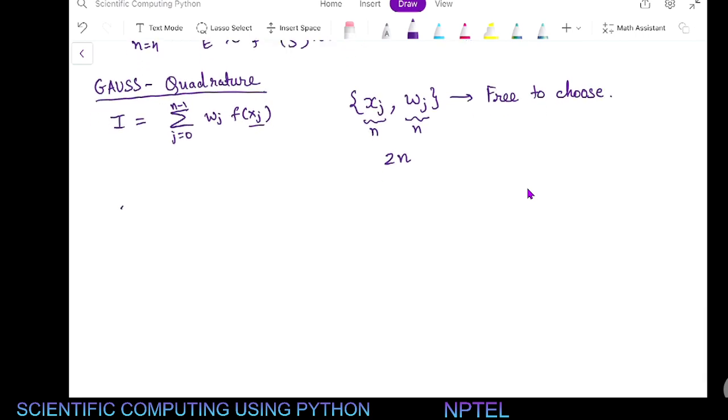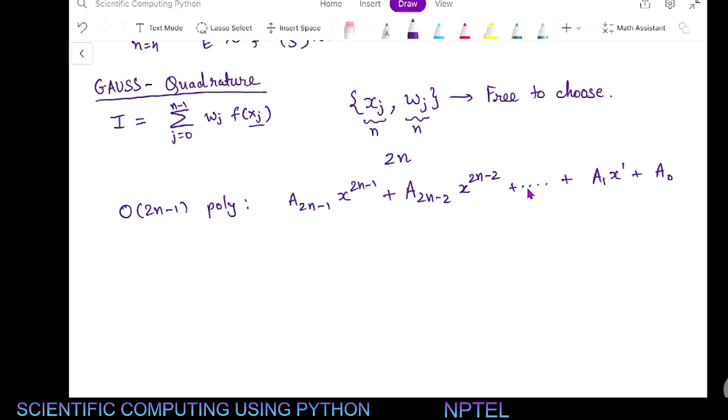We can fit an order 2n minus 1 polynomial. How do we write a 2n minus 1 polynomial? Some a_(2n-1) x to the power 2n minus 1 plus a_(2n-2) x to the power 2n minus 2, all the way up to a1 x to the power 1 and a0 x to the power 0. So in total we have 2n constants. That is the idea.